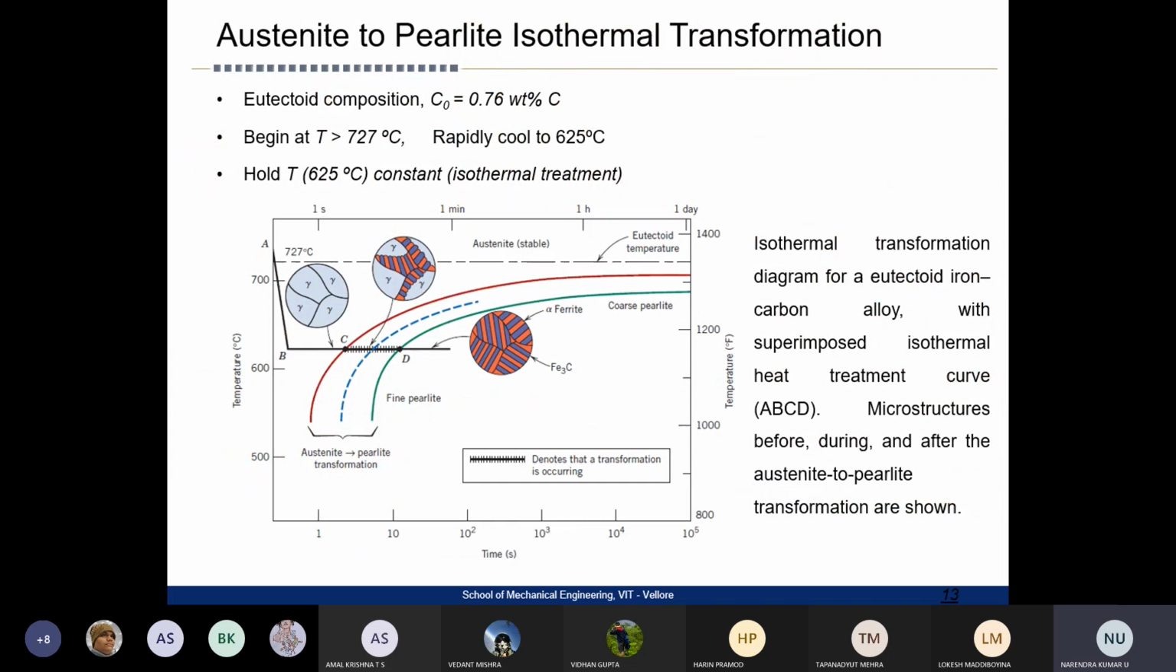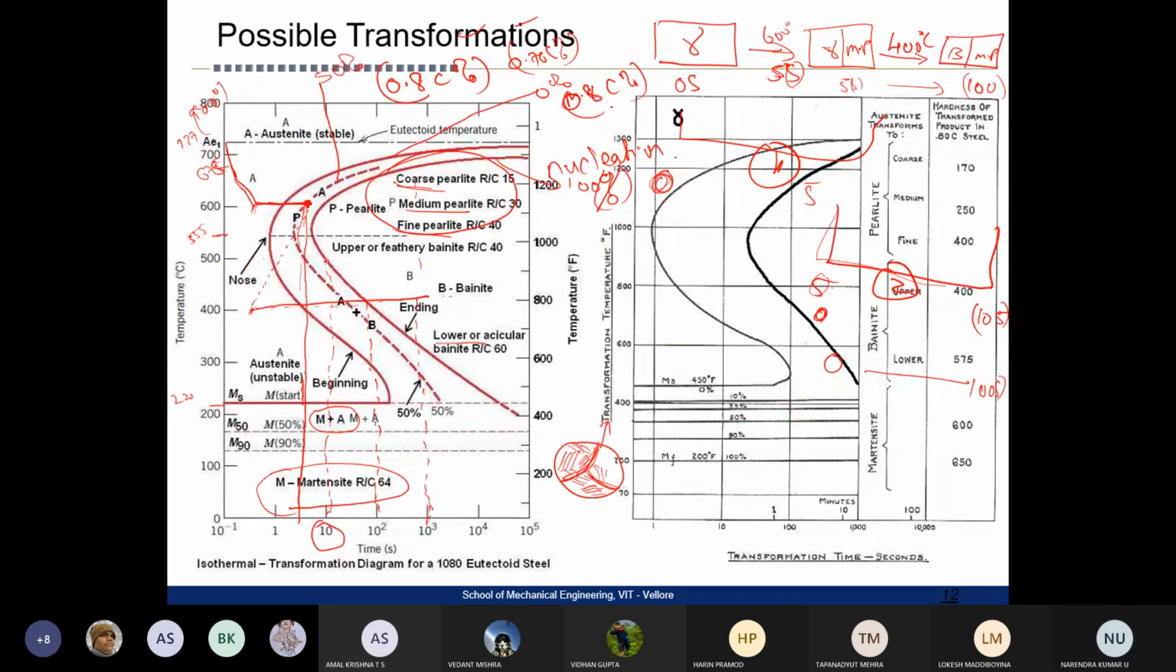Whereas the moment you go below 550, nucleation is not of so much importance, then it is a diffusion process. So the diffusion process takes place below 550, and that is the only reason you see that this curve, which is going in this direction, is turning back in this direction, because after 550 it is a diffusion controlled transformation, and from 727 down to 550, it is a nucleation controlled transformation. That's the reason this curve again is increasing.